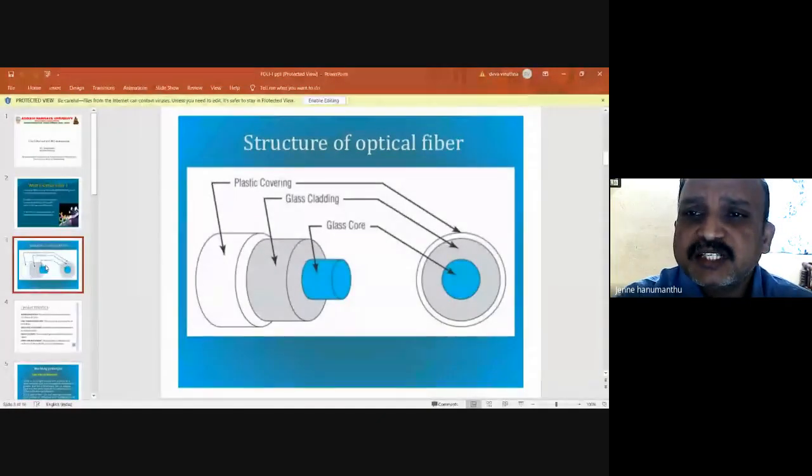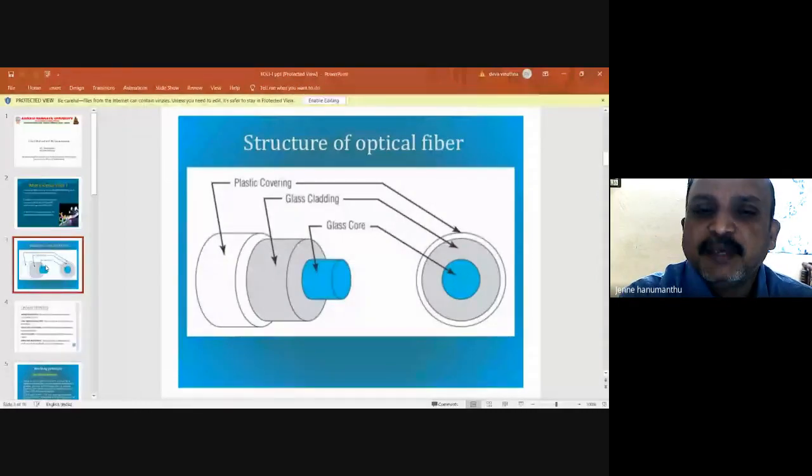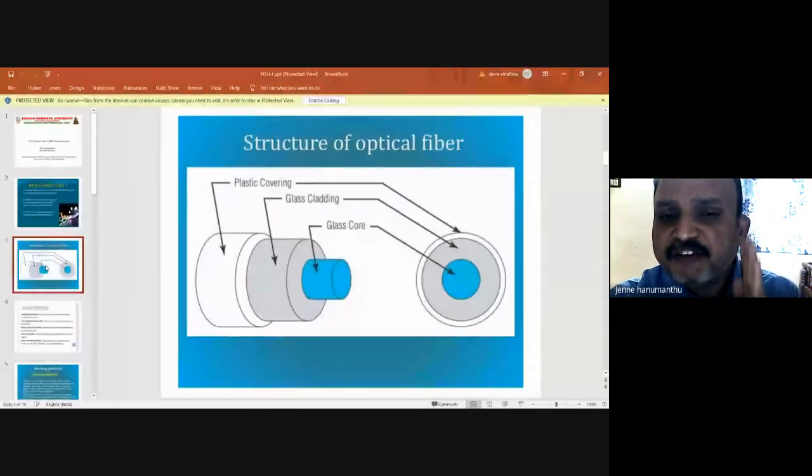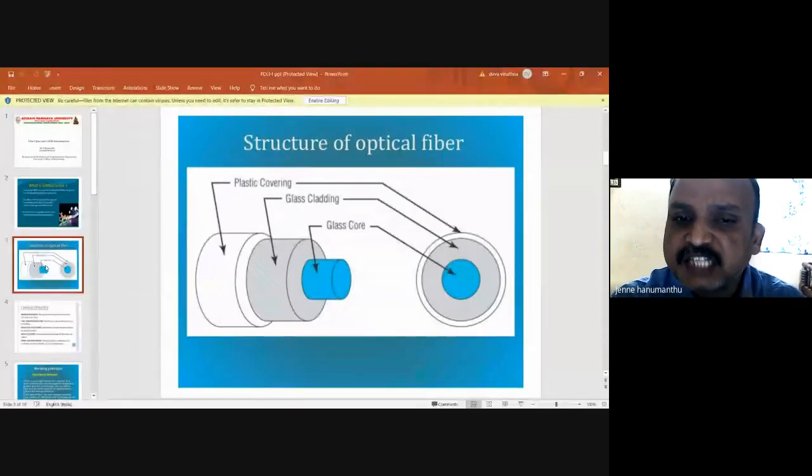This core is made with material combinations, maybe plastic or glass, or a combination of the two. The cladding also has similar compositions, or maybe different compositions you can take, because there is one condition here: the refractive index of the core and the refractive index of the cladding may not be equal. So the refractive index of the core should be higher than the refractive index of the cladding.